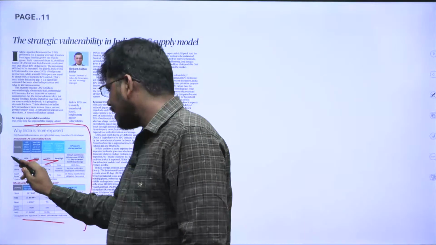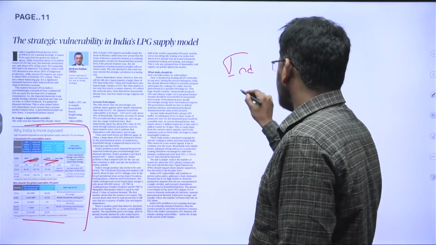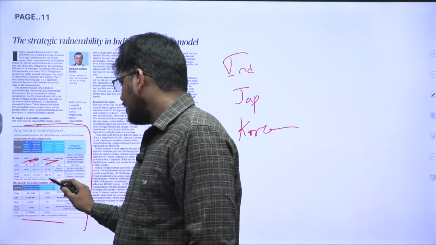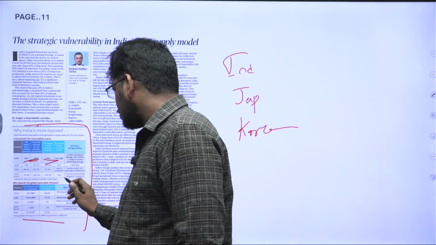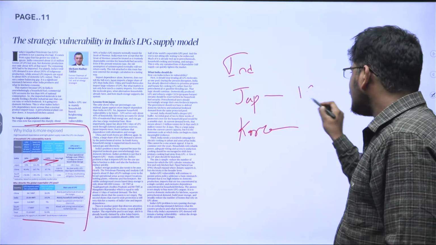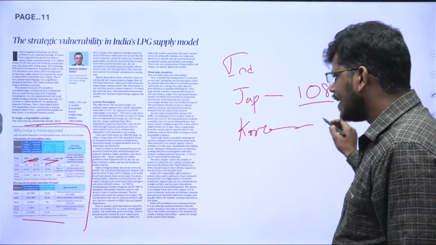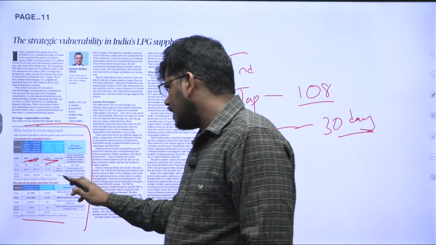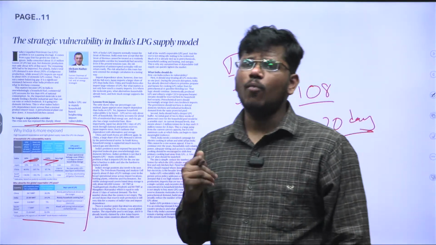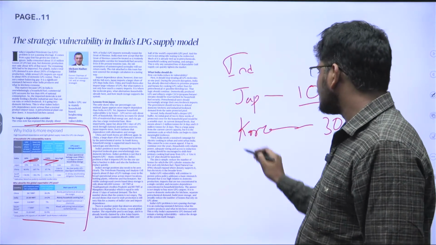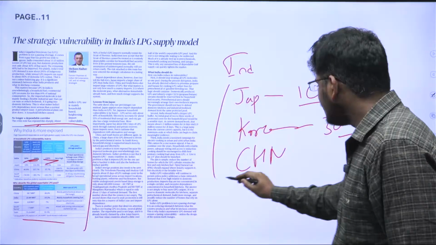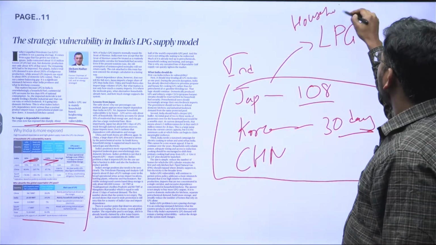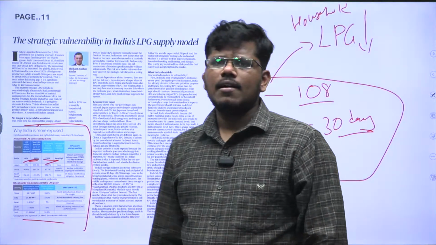So here he compared India with Japan and Korea, and he clearly says that their storage capacity is much higher. For example, Japan has 108 days, and Korea around 30 days. Even China, no clear public figure for LPG, but it was also in a good moderate phase. But what is the difference between all these countries like India, Japan, Korea, and China? In these countries, the household LPG usage was much lesser.